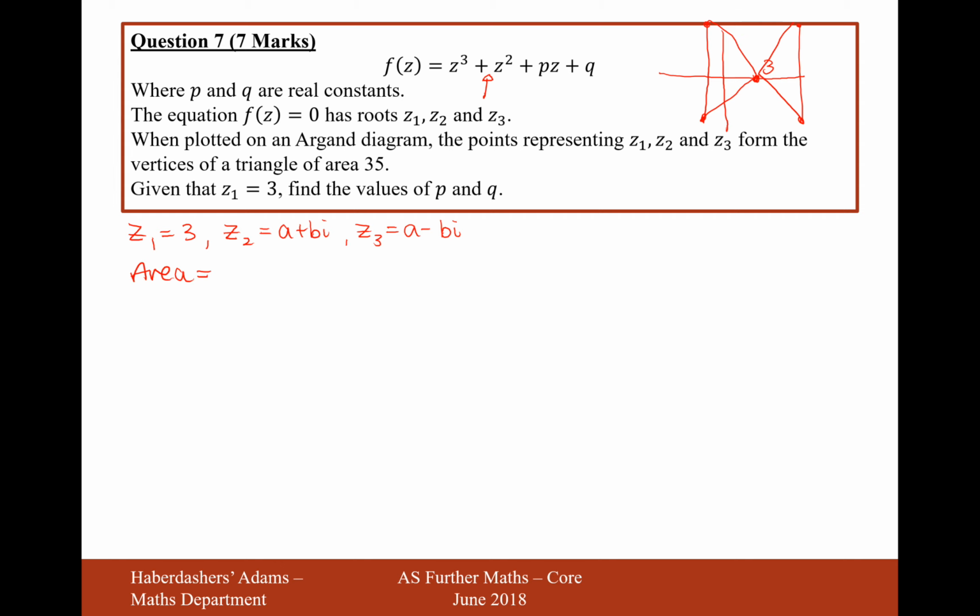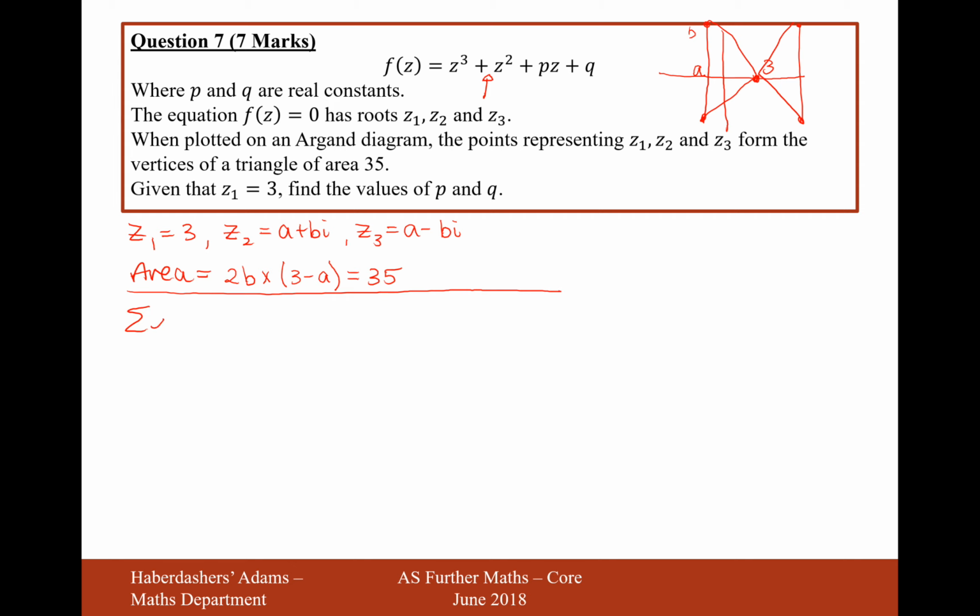So the area of this triangle is going to be, let's just for example use the one on the left hand side here. If we've got this as our value for a and this height as our value for b, then it's going to be 2b on the base times 3 minus a, and that's going to equal 35. I think we'll just leave that there. I don't think there's too much more we can do with that really. Let's now use the summation of the roots.